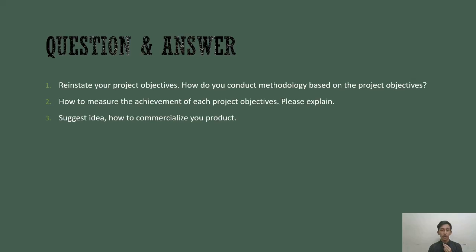So how do I conduct the methodology based on the project objective? For the first objective, I will use Arduino Uno as a microcontroller to control the smart relay checker. For my second objective, it will detect the value of current using the ACS 712, which is a current sensor, and then it will show it on the LCD. For my third objective, I will use a buzzer to give a hint that the relay is broken. Okay, so we go to the next question, which is how to measure the achievement of the project objective, and please explain.